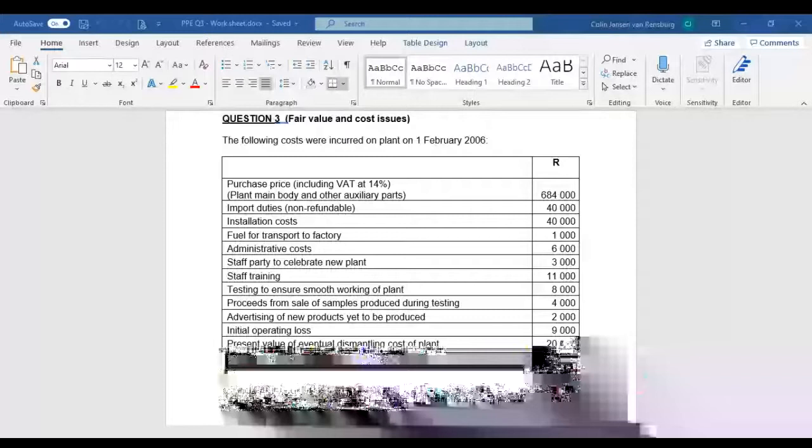I'm not going to go through the whole process again. Testing to ensure the smooth working of the plant. Perhaps we can just do this last one in its entirety. The testing, if you incur cost to test the plant, is that a necessary cost? Can you use the plant if you don't even know whether it's going to work properly? Yes or no? Yes, you're all correct. It is a necessary cost.